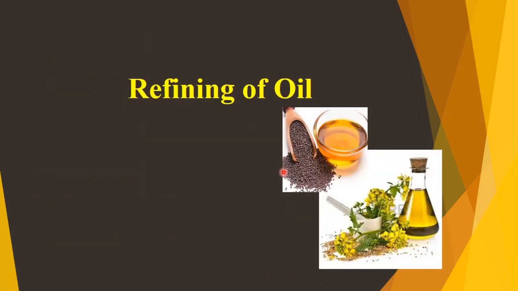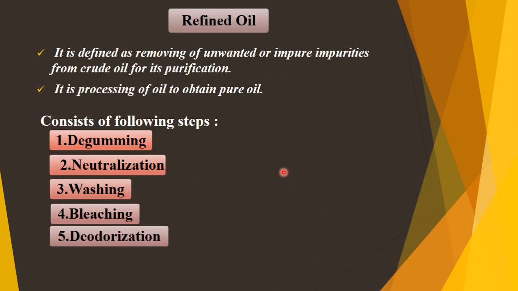Now moving ahead with the refining of oil. Refining of oil is defined as the removal of unwanted impurities from the crude oil, or its purification. It means the crude oil we get in oil processing is processed further to remove the unwanted impurities for its purification, that is refined oil.